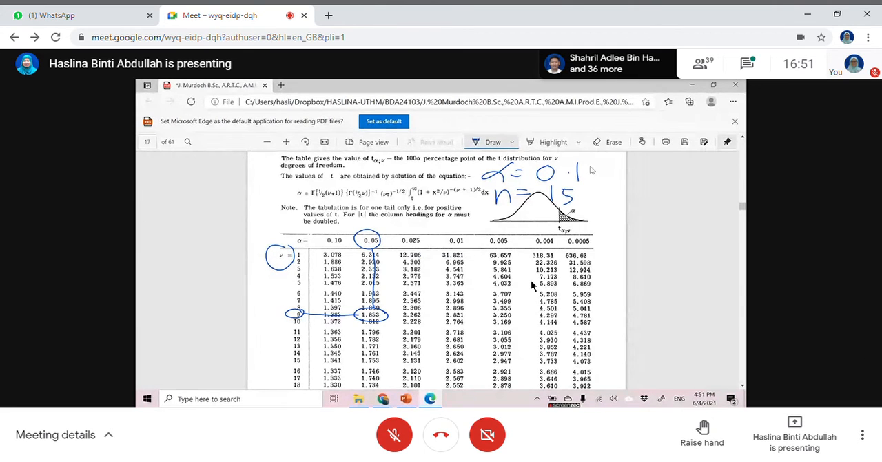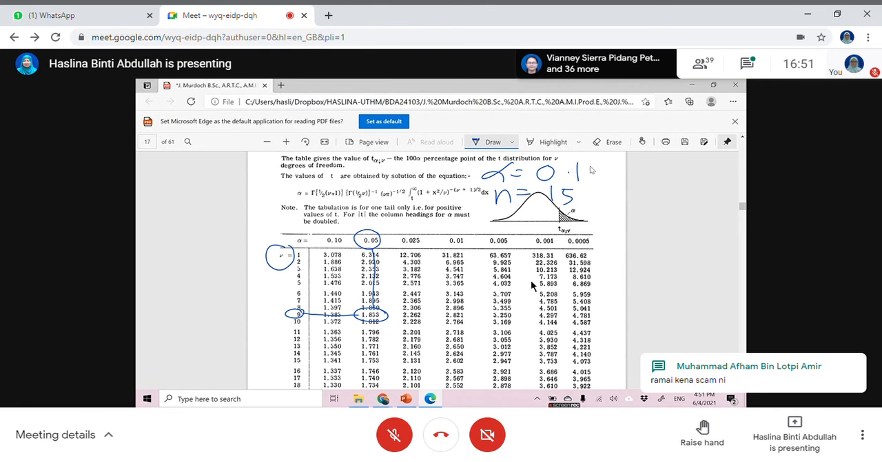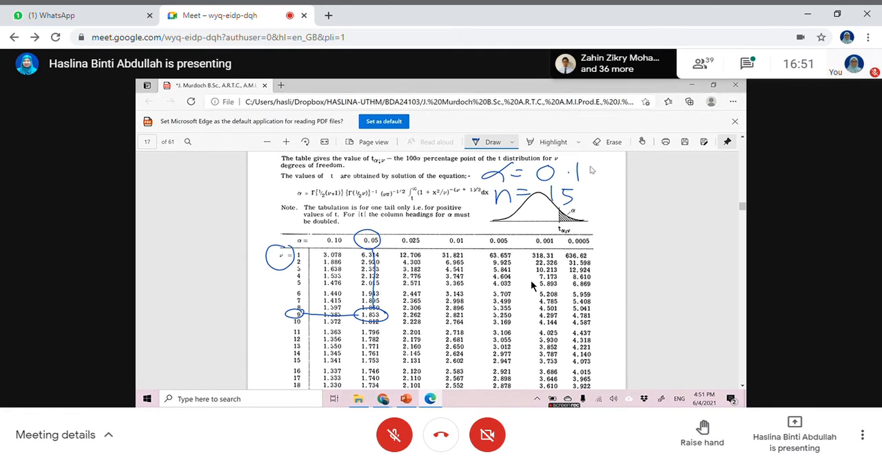Please be careful. I said N, I did not say degrees of freedom. In the test and final, please be careful. For the T distribution, the table does not refer to the number of samples. The table refers to the value of degrees of freedom. The formula of degrees of freedom is N minus 1. Clear?